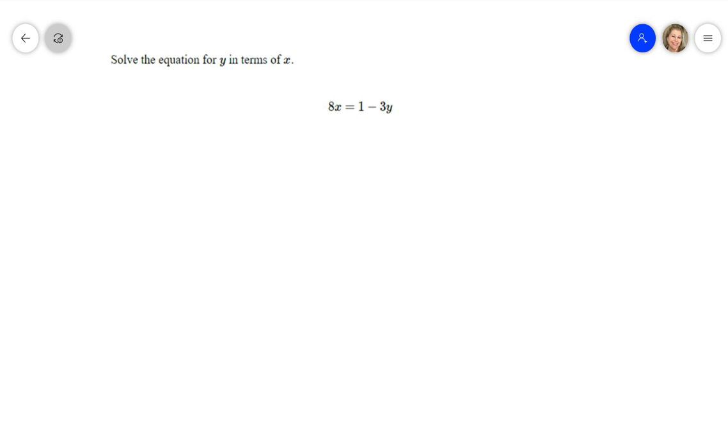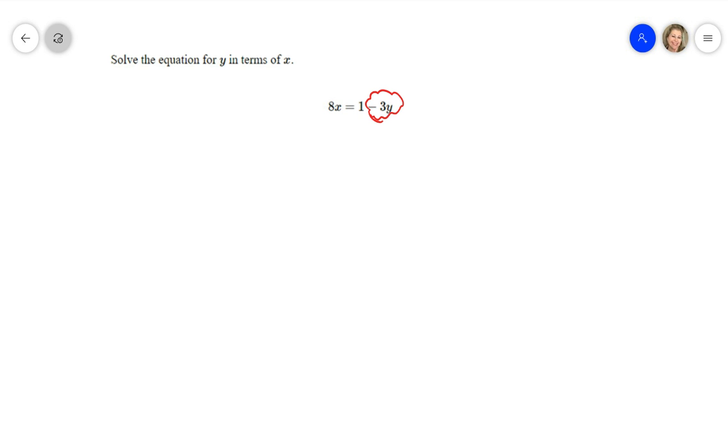This says solve the equation for y in terms of x. And if I look at the equation, my y is right here. We want that y to be alone. Now, it really doesn't matter which side the y is on. A lot of people prefer the y to be on the left. I prefer the y to be positive.